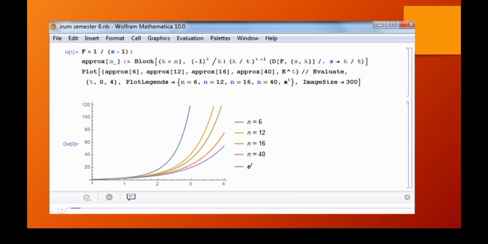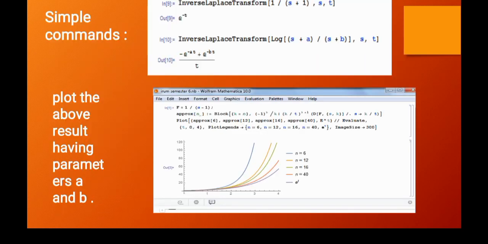So these are the commands I have used here. This formula is plotted in Mathematica, and we give approximations for n values: 6, 12, 16, 40. Using these commands we get the plots in one frame, and after evaluating and giving the value of t from 0 to 4, we get the time on the x-axis from 0 to 4. The PlotLegends command gives us the plots in one frame, with all the plots at image size 300. So these are simple commands in Mathematica.